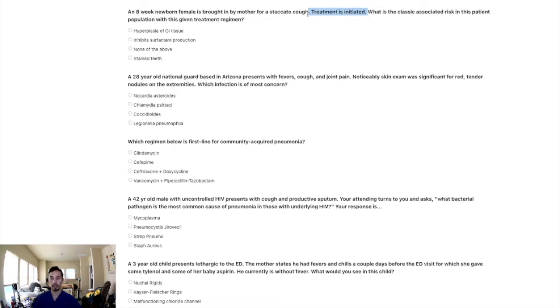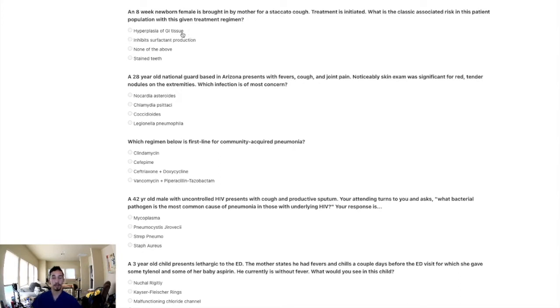So treatment is initiated, so then you have to know, how do you treat chlamydia pneumonia? The answer would be a macrolide, oral macrolide. And then what is the risk associated with a macrolide? So then you have to just think about all the things that, for example, azithromycin, clarithromycin, what can these cause? And the answer here is actually hyperplasia of GI tissue, and it's getting at pyloric stenosis. So those kiddos that take pyloric stenosis can lead to hyperplasia of GI tissue. Those kiddos taking macrolides can get pyloric stenosis. There's that known association. So that's the correct answer here.